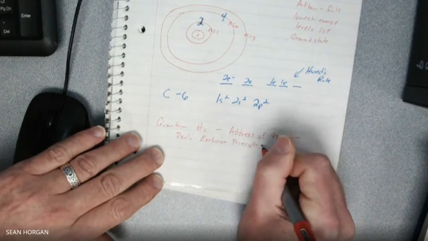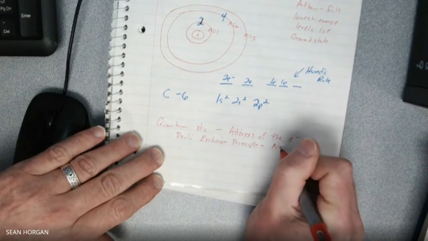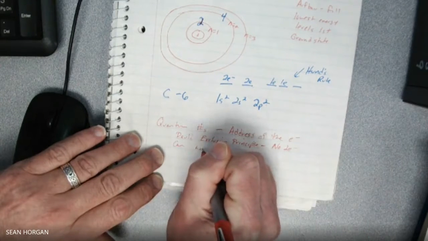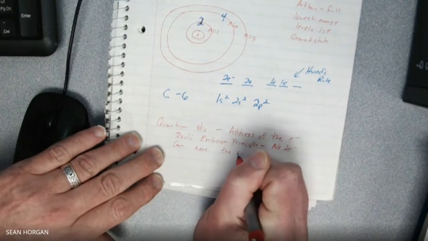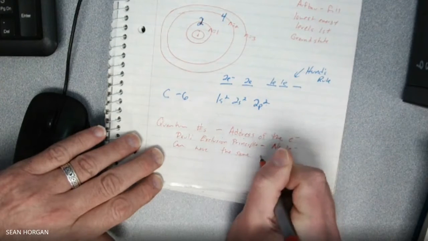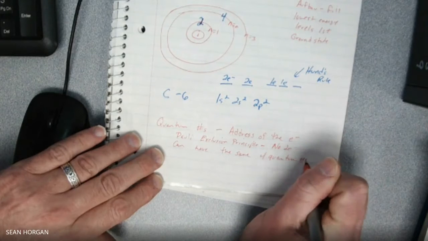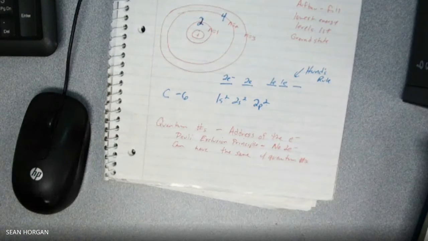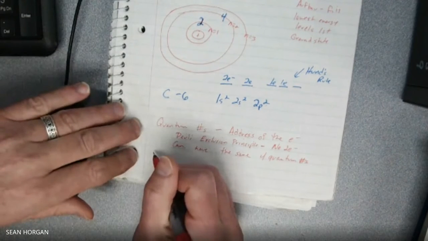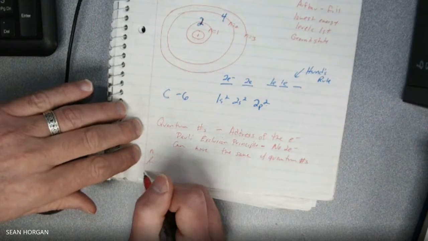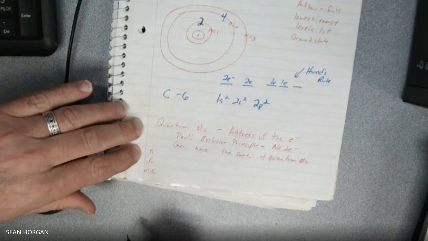It states that no 2 electrons can have the same 4 quantum numbers. Okay? No 2 electrons can have the same 4 quantum numbers. So these have to be different. So we have 3 already. We have n, l, m sub l.